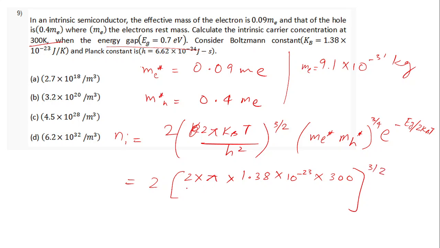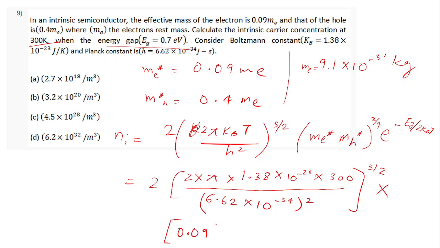2 and pi and kB is 1.38 times 10 to the power minus 23, temperature is 300, to the power 3 by 2, h square, h is 6.62 times 10 to the power minus 34 whole square, and now all this: 0.09 times Me, that is 9.1 times 10 to the power minus 31 kg. I'll write all together. Mh is 0.4 times Me as well. So Me I'll take together, 10 to the power minus 31 and square of this, and power 3 by 4, and now I'm left with e to the power minus Eg by 2 kBT.